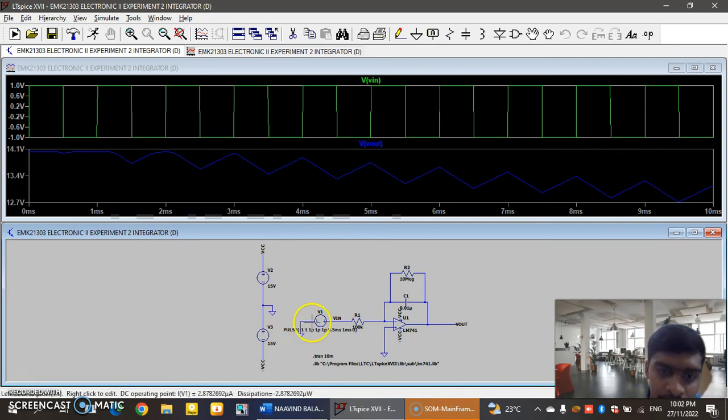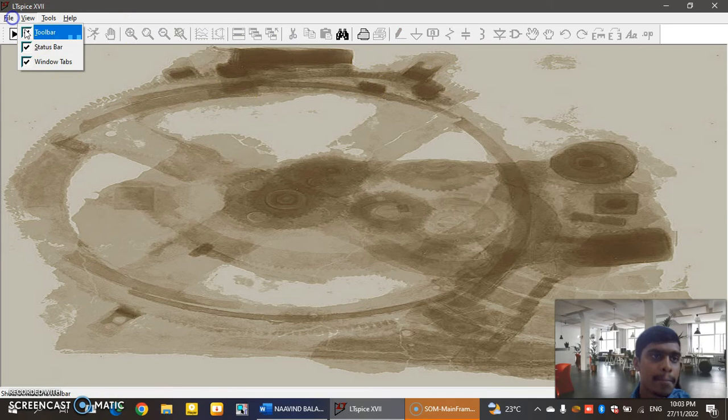Then the value for the input is 1 volt, and the value for the op amp is 15 volt, and by crossing the capacitance and the mega resistance, that is 10 mega, the output will be 14.1 volt.